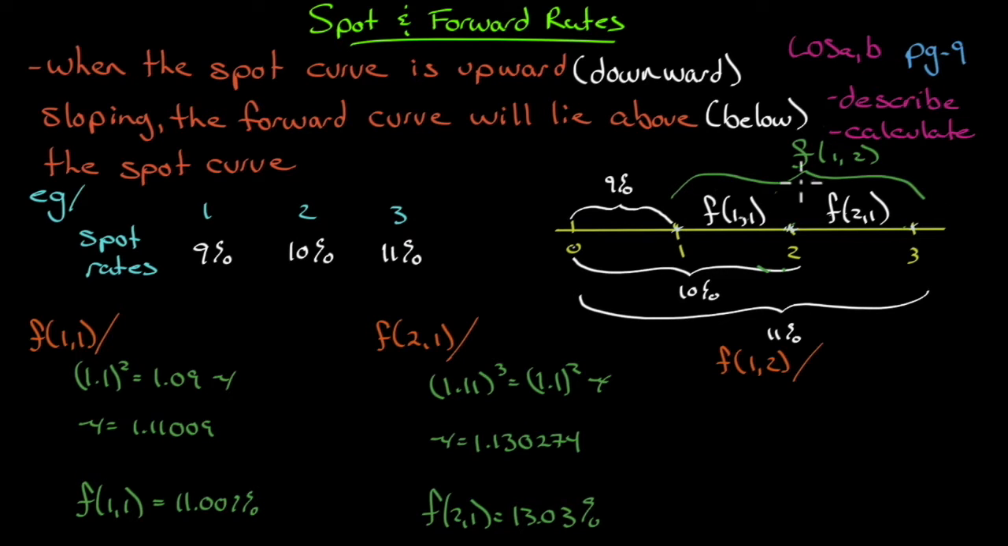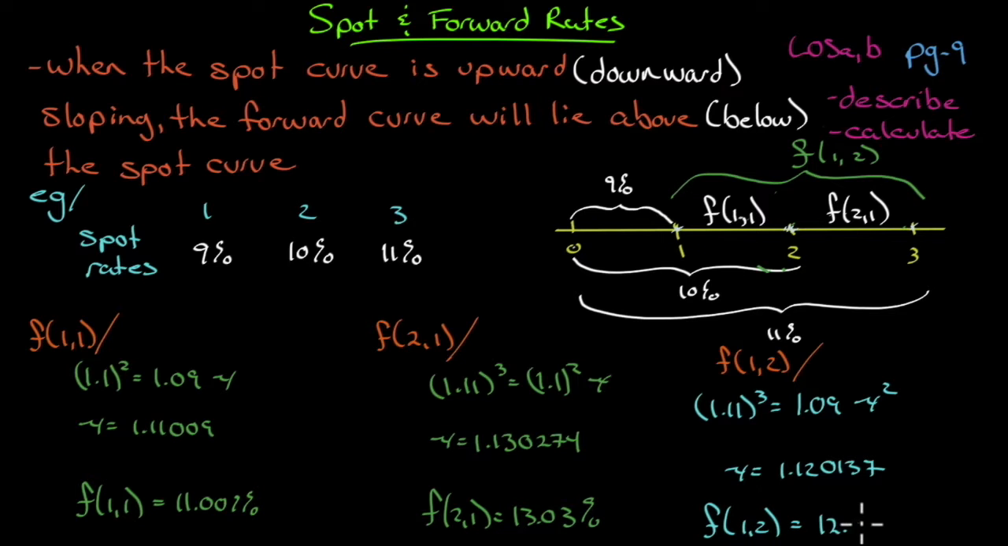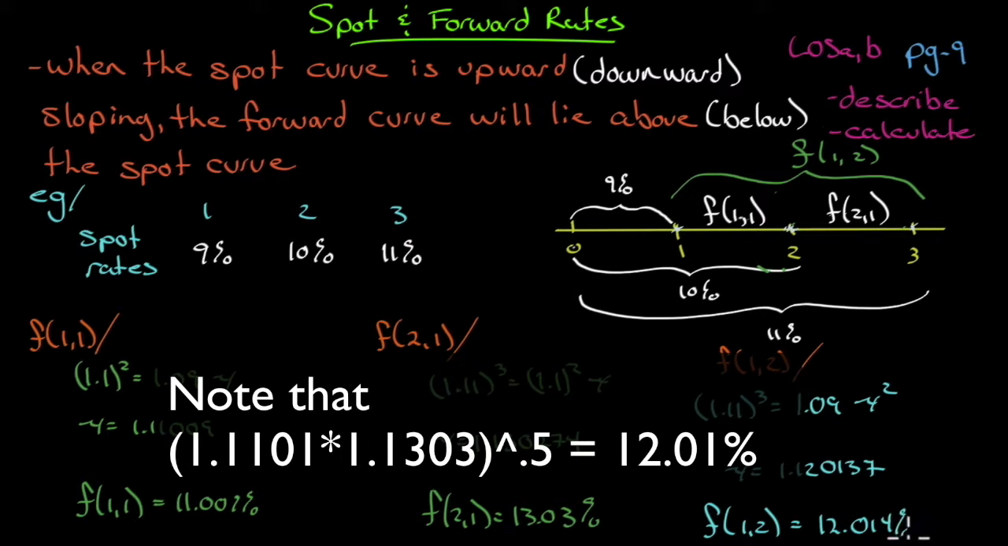What do we need to calculate this? We need what's on top of the line, and we need the full bottom of the line. So what do we have on the bottom? 1.11 to the power of 3 equals, top of the line, 1.09 times x squared, because it's 2 periods now. And I just solve for x squared. You work your way down. I'll get to x equals 1.120137. I know that I'm dropping my 1 to get my F12, which will equal 12.01, and we'll just shorten it to 12%.